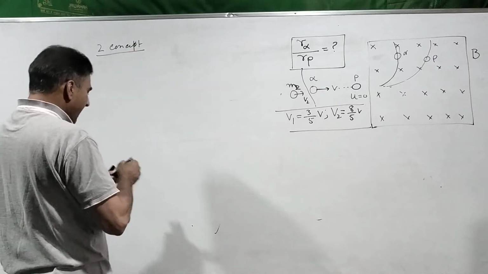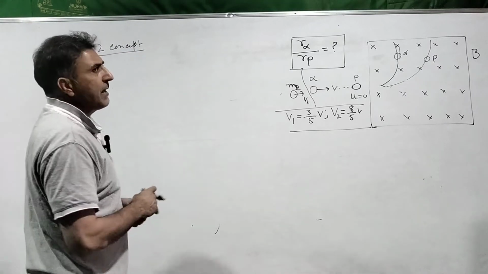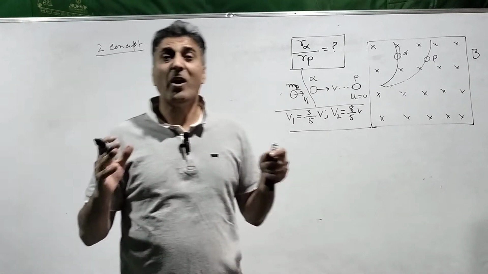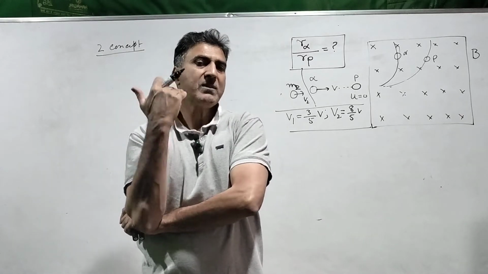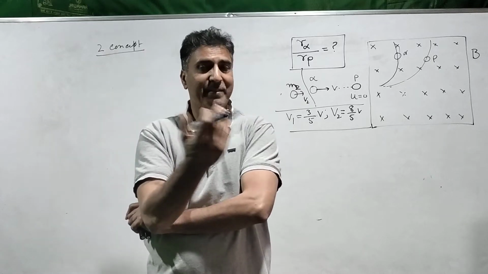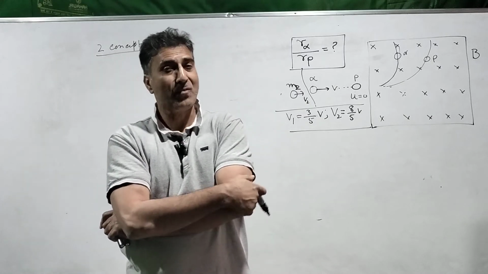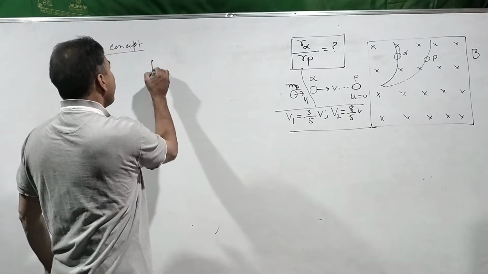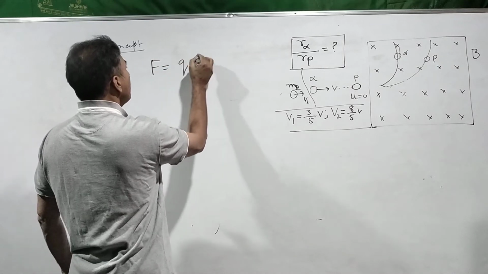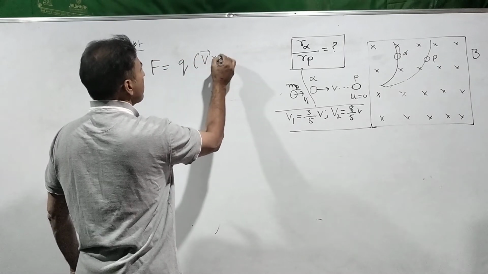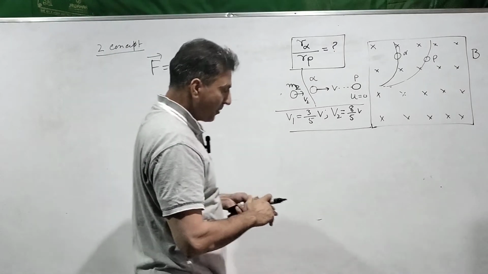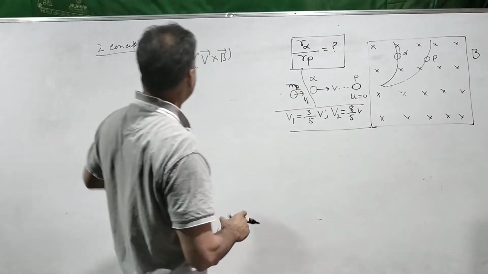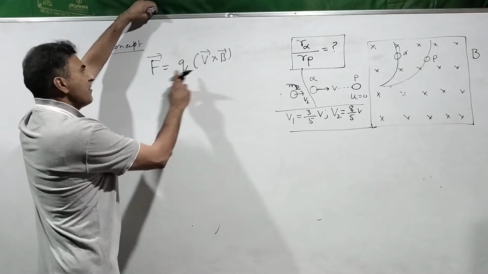Second concept: what is the force on a charge in the magnetic field? When a charge enters the magnetic field, what is the force on that charge due to the magnetic field? As you must know, it is the Lorentz force. The force is F equal to Q V cross B. From here we can understand what the path of the particle should be. So what does this equation tell us?